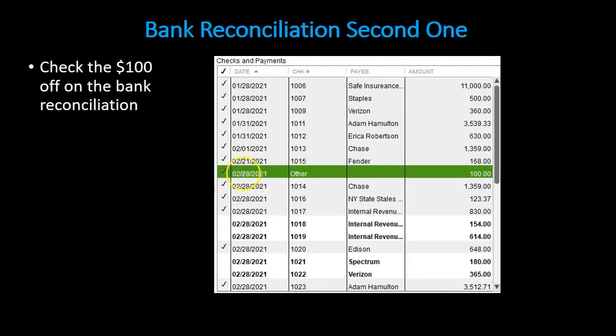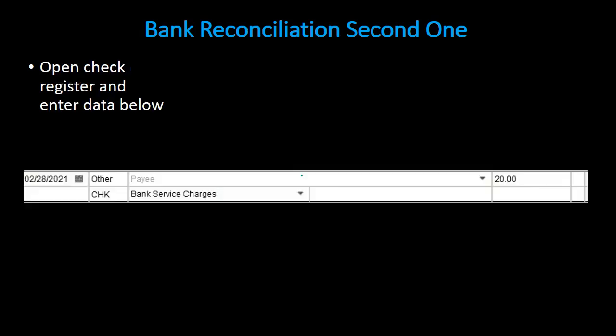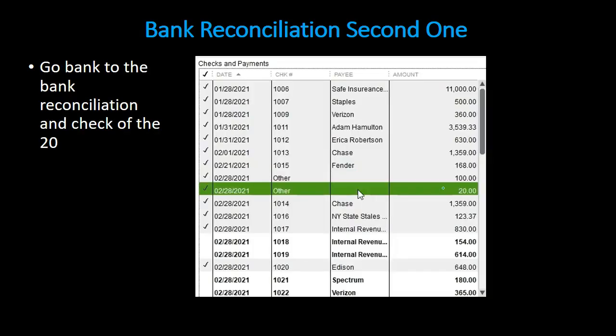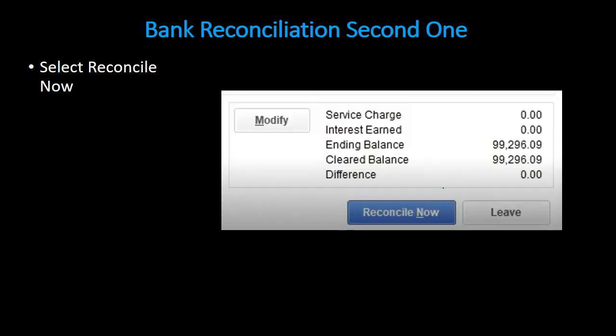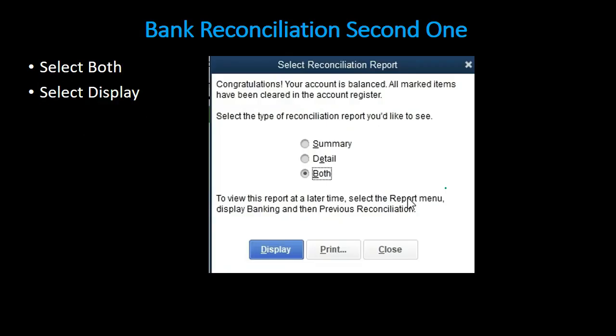And then we can go back to the bank reconciliation and check that off. We'll do the same thing for the service charges. We're just entering this into the register so that we can then enter it in the bank reconciliation. Again, this will make more sense as we work through this in Excel. Then we can check that off and then create the bank reconciliation.